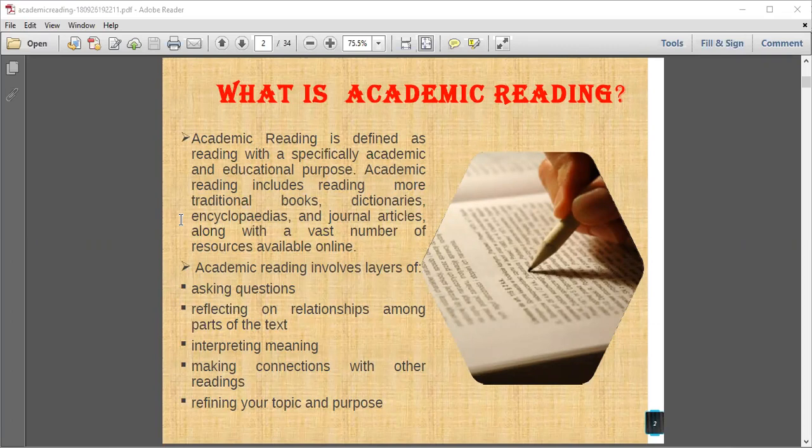Academic reading involves layers of asking questions, reflecting on relationships among parts of the text, interpreting meaning, making connections with other readings, refining your topic and purpose.